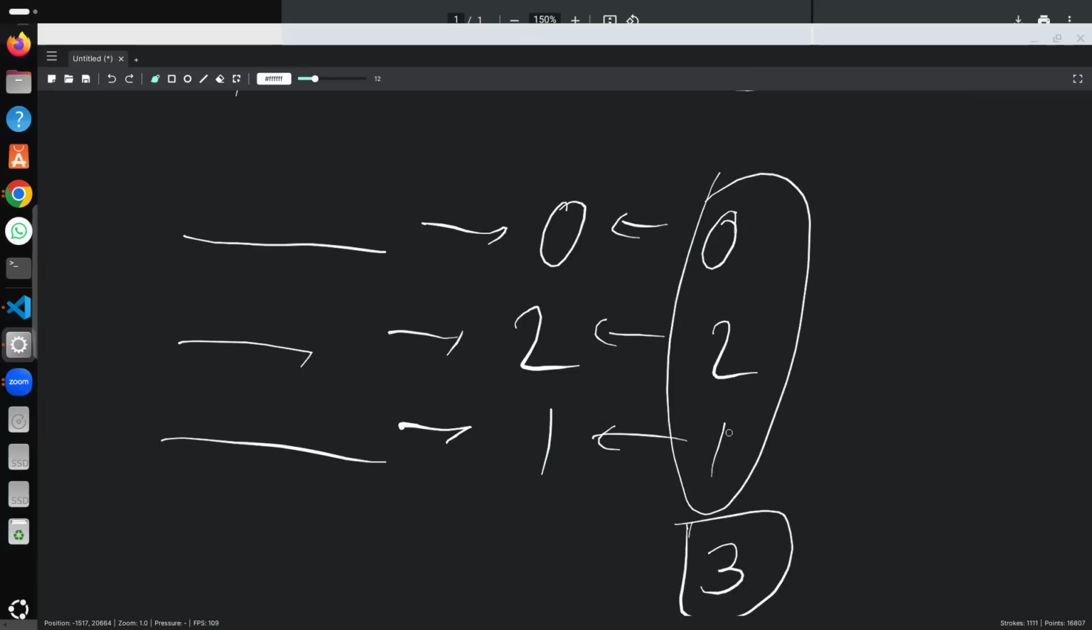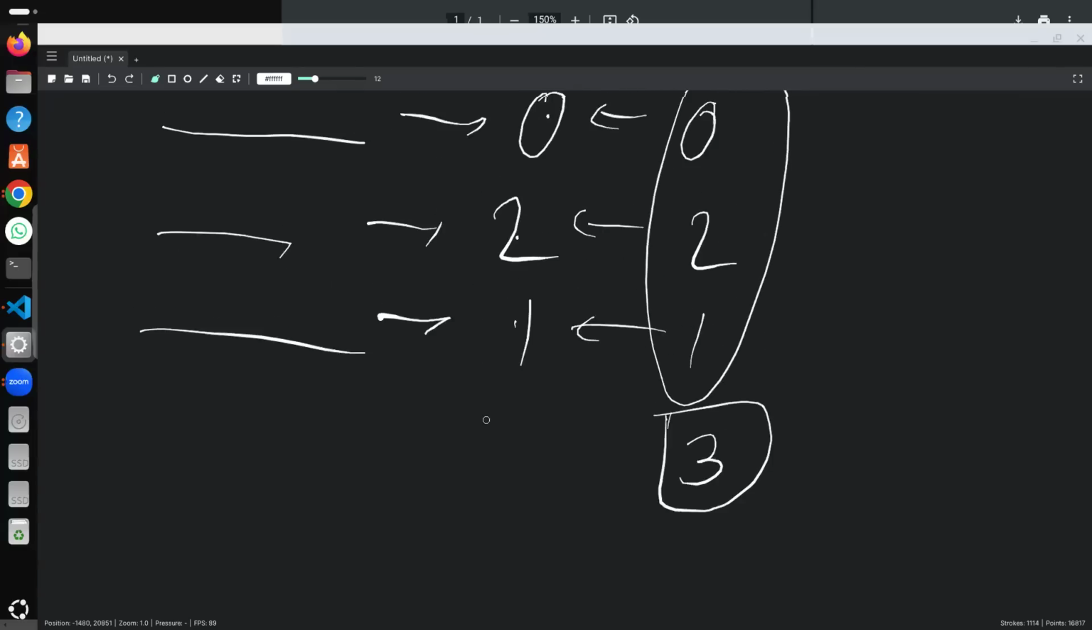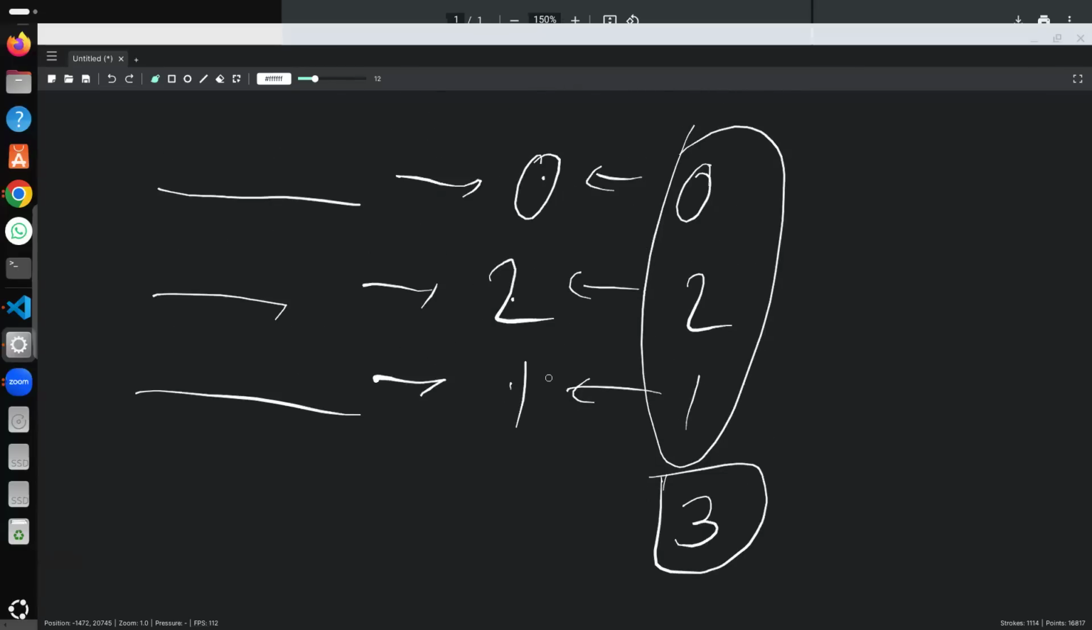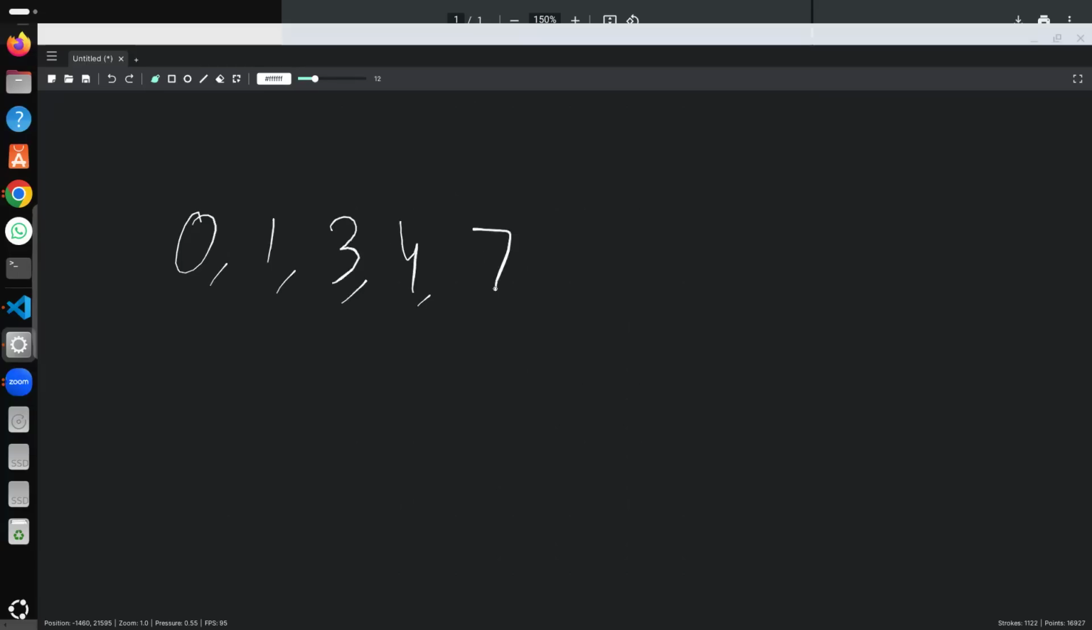So what you actually do is you can just sort the array. You can make this array of 0, 2, and 1, and sort it, and just find the next element which is just greater than what you want. So let's say our array is like 0, 1, 3, 4, 7, 7, 7, 7.